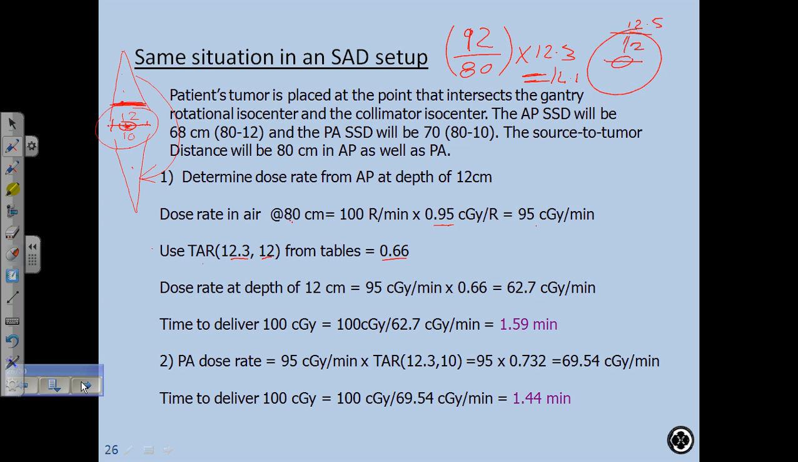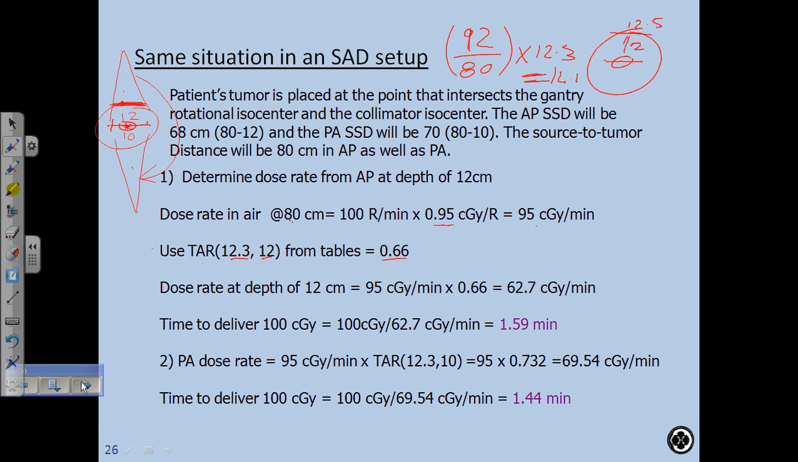See how easy that was? That was one step because we're given the dose rate at isocenter, and we're treating at isocenter. So there's no inverse square issue to take care of. And look at how much shorter. Why is it so much shorter? It's not 2.03 anymore. It's 1.59. Why is it so much shorter? You're a lot closer.